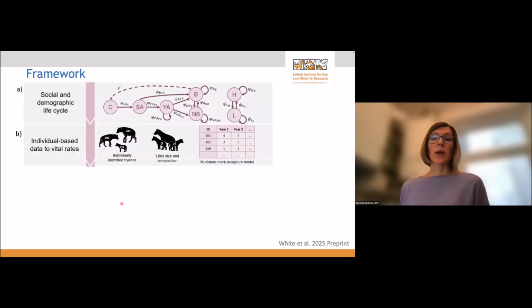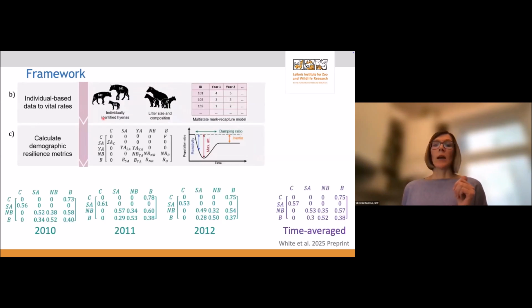Ella then used multi-state mark-recapture models to assess annual survival rates for each life stage. As a next step, she combined these annual survival rate estimates together with the fecundity estimates that she obtained separately for each year and parameterized annual population matrix models. They are shown here in cyan or green. And from each of these annual matrix models, she could then derive, using transient analysis, a suite of the resilience metrics that I have just outlined before.